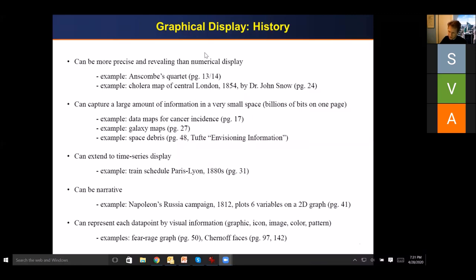So basically, graphical display history. We talked about the Anscombe Quartet, then Playfair's numerical display, and then a large amount of information in a very small space: the data map for cancer incidence by county, the galaxy maps, the space debris map. There was a lot of data in a very small space, but it was very descriptive. Then the time series display was the train schedule by Marey. It can be narrative, like Napoleon's Russia campaign by Minard. And you can represent each data point by visual information, for example, the Chernoff face. These are all mentioned in probably the first book of Tufte, and they are very interesting ways to think about visualization. These are the strengths of visualization, what you can do.